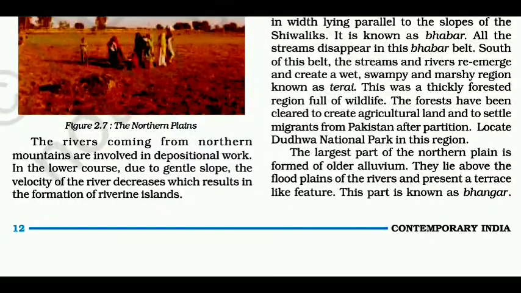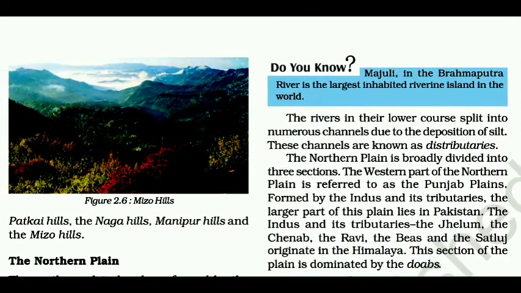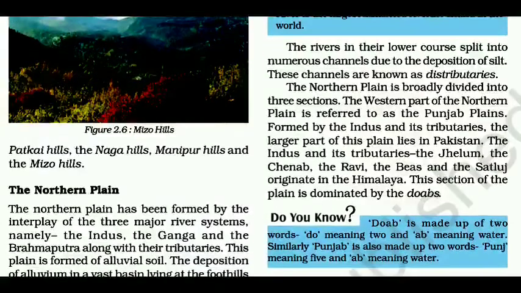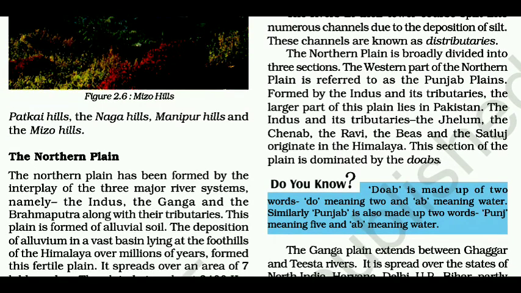The rivers coming from northern mountains are involved in depositional work. In the lower course, due to gentle slope, the velocity of the river decreases, which results in the formation of riverine islands. In the Do You Know section, we have Majuli, in the Brahmaputra River, the largest inhabited riverine island in the world. The rivers in their lower course split into numerous channels due to the deposition of silt. These channels are known as distributaries. The northern plain is broadly divided into three sections. The western part of the northern plain is referred to as the Punjab Plains, formed by the Indus and its tributaries.